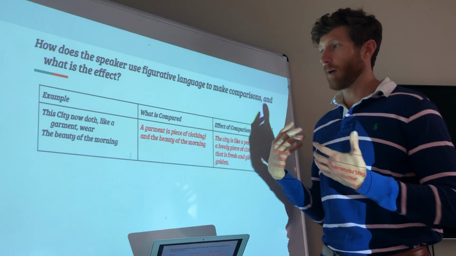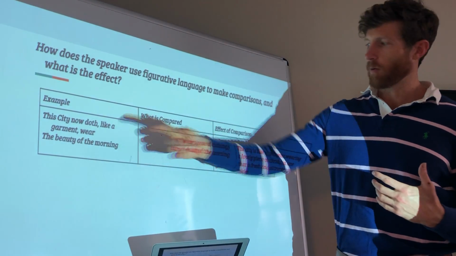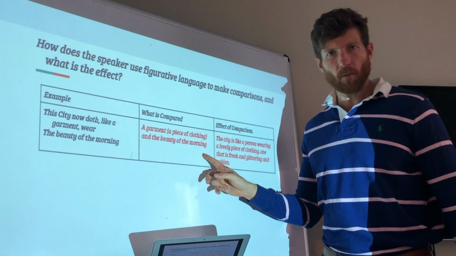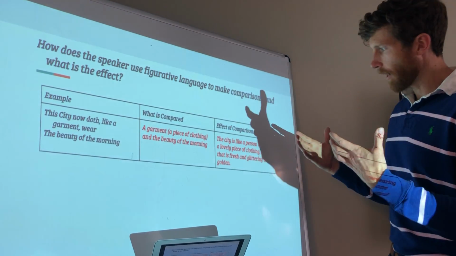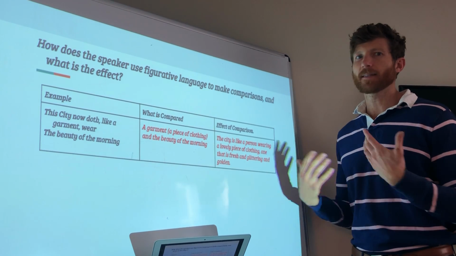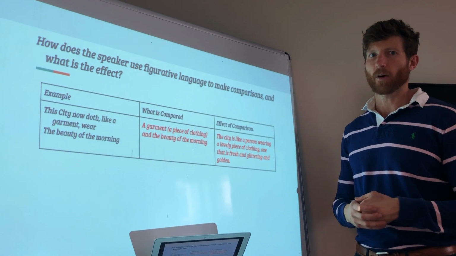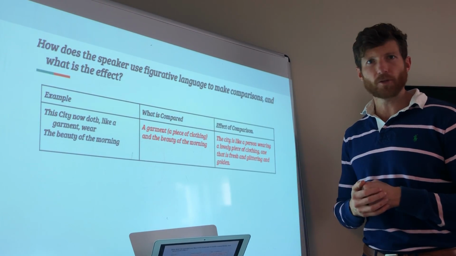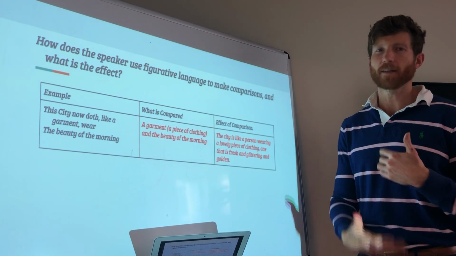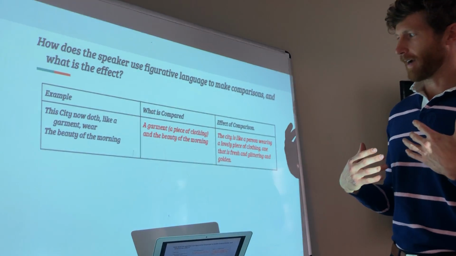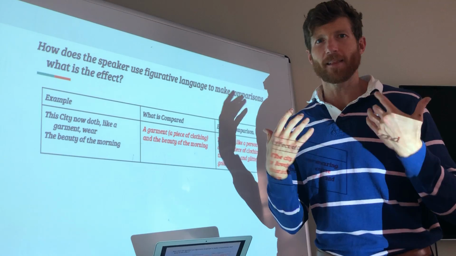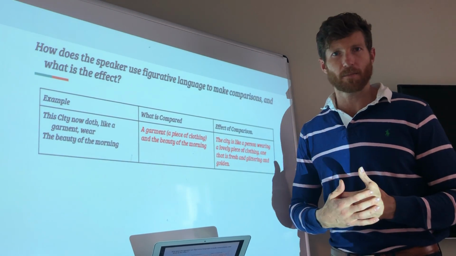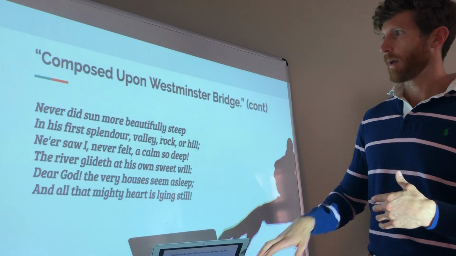Okay? So, once I go through, look at the quote again, and look at what's being compared, I can tell that the author is saying the city is really, really beautiful and fresh in the morning, just like someone who would put on a new shirt or a new pair of sneakers. And that freshness, that aliveness, really excites the speaker.